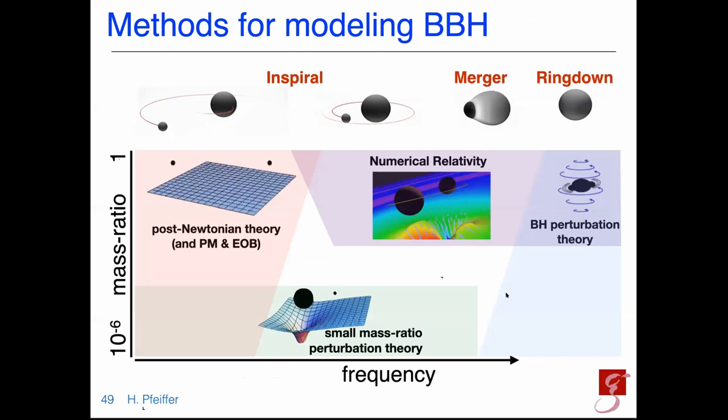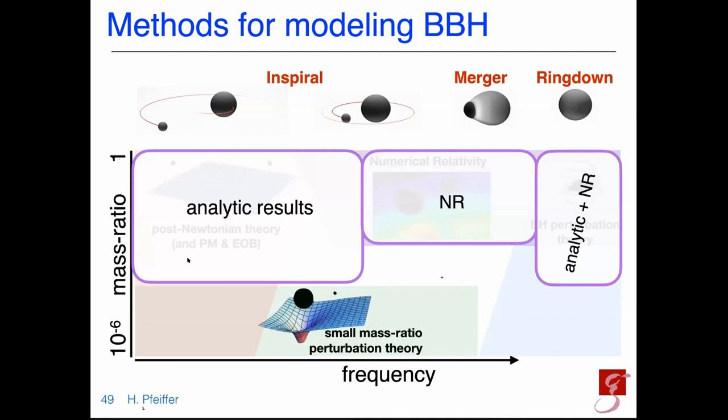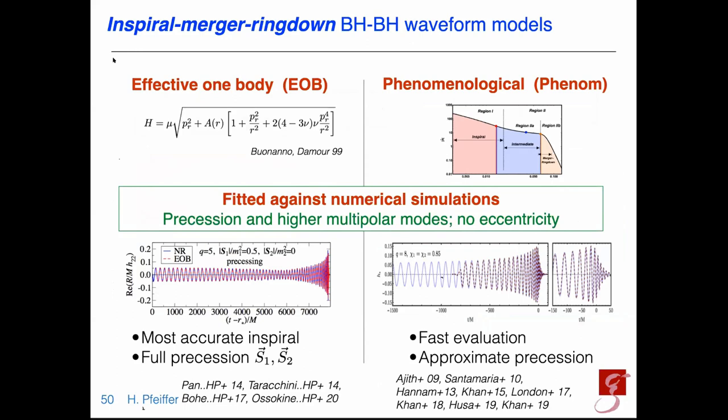I've already talked about this one here, and these different regions of validity for the different methods are then combined into waveform models by using analytic results early on, numerical relativity for the inspiral, merger and ring down, and then in the ring down analytic and numerical relativity combined. Probably most of you are aware that there are two primary waveform models in use by LIGO these days. The effective one-body models, primarily driven by Alessandro Buonanno and a large number of collaborators. And the phenomenological waveform models, early on developed by Frank Ohme and collaborators, and then later on taken over by the Cardiff and the Palma groups.